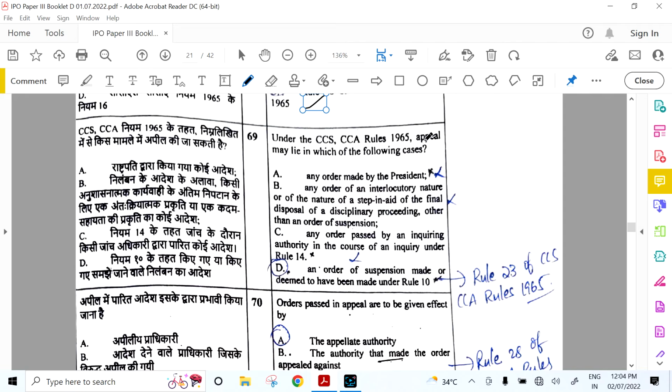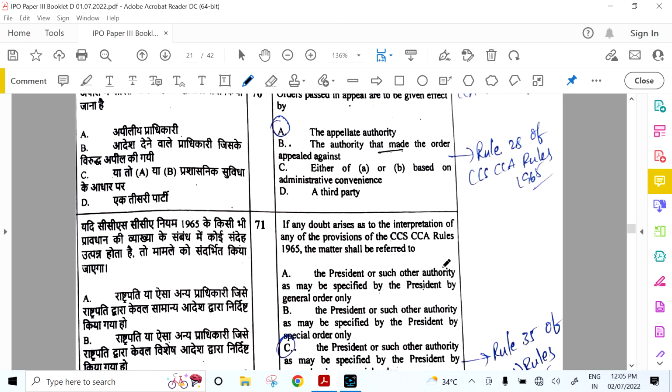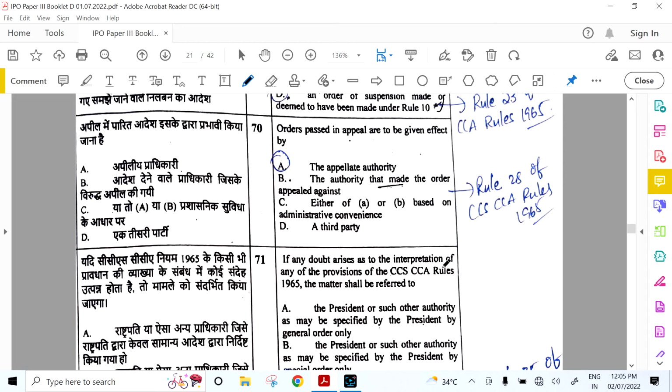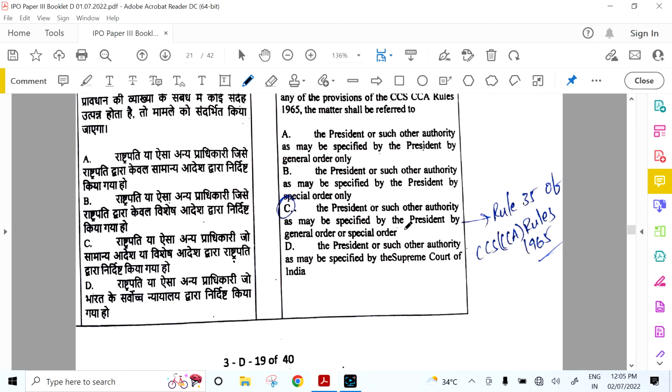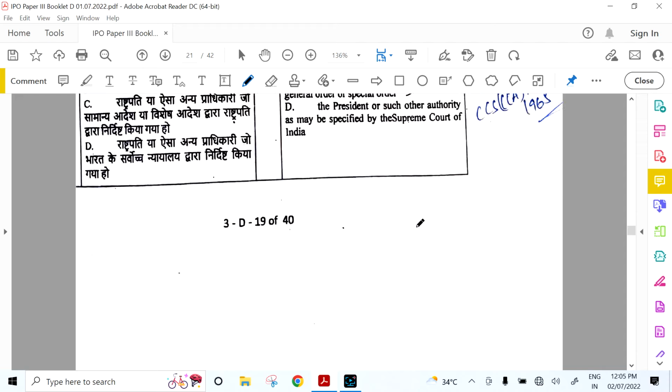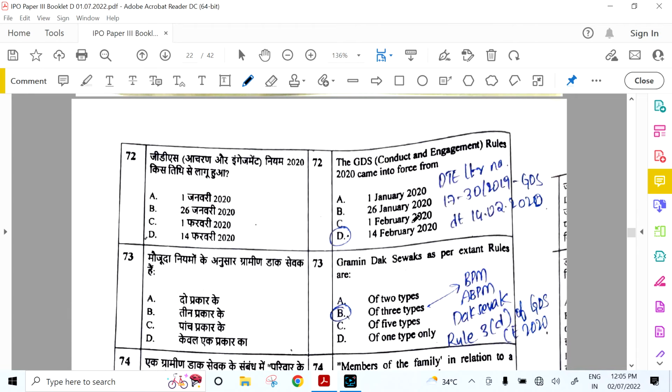Under CCS CCA Rules 1965, appeal may lie in which of the following cases: an order of suspension made or deemed to have been made under Rule 10. In such a case, appeal may lie, and Rule 23 of CCS CCA Rules specifies it. Orders passed in appeal are to be given effect by. If any doubt arises as to the interpretation of any of the provisions of CCS CCA rules, the matter shall be referred to the President or other authority as may be specified by the President by general order or special order. Rule 35. The GDS Conduct and Engagement Rules 2020 came into force from 14th February 2020.